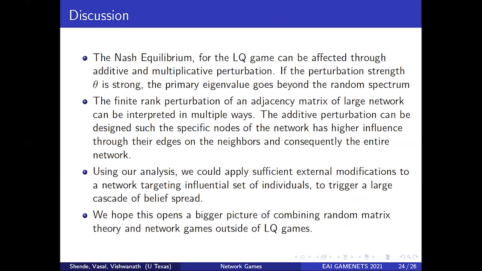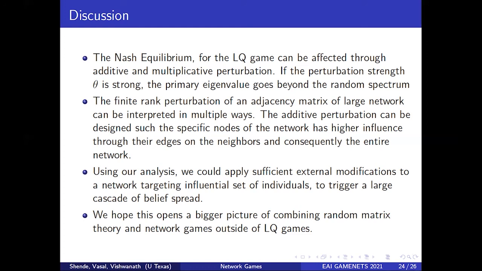So for our discussion, we try to conclude using our displayed results. The Nash equilibria for this specific linear quadratic game can be affected through additive and multiplicative perturbation. When the perturbation strength is strong enough, the primary eigenvalue goes beyond the random spectrum, and this affects the Nash equilibria. The finite rank perturbation of an adjacency matrix of a large network can be interpreted in multiple ways. The additive perturbation can be defined such that specific nodes of a network have higher influence through their edges on the neighbors and consequently the entire network.